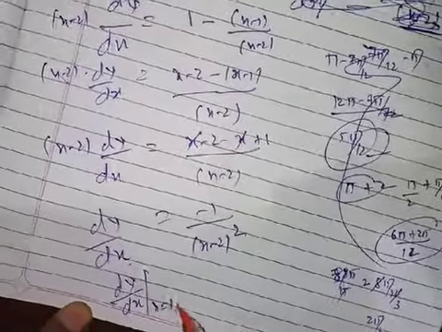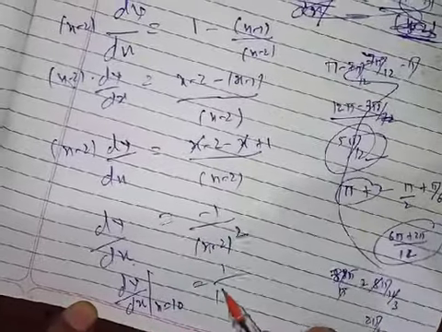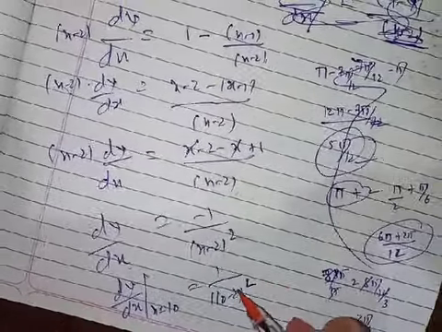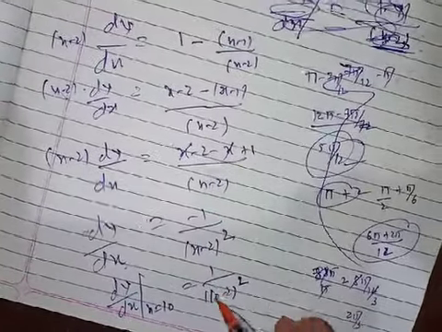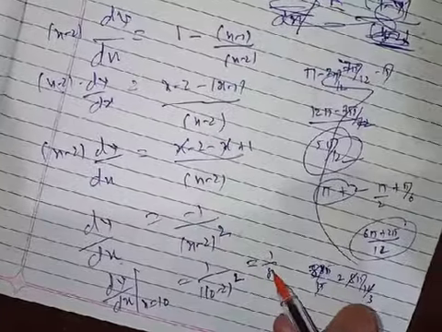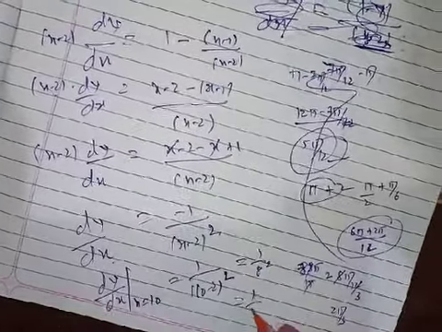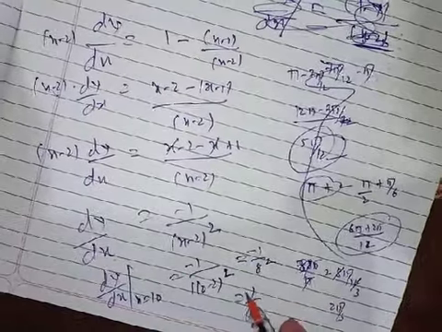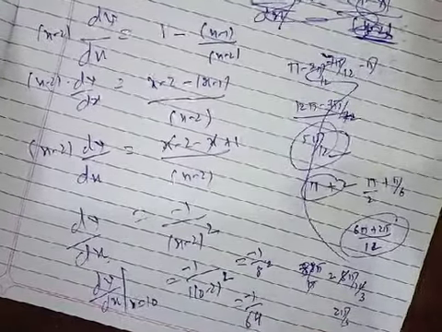So dy by dx is the same, and we have to check at x is equal to 10. So it is minus 1 upon 10 minus 2 whole square. That is 8, 1 by 8 whole square, that is 1 upon 64 you will get. So minus 1 upon 64.